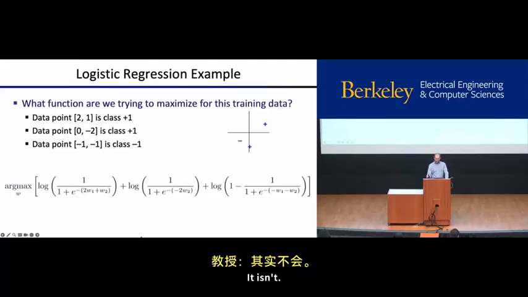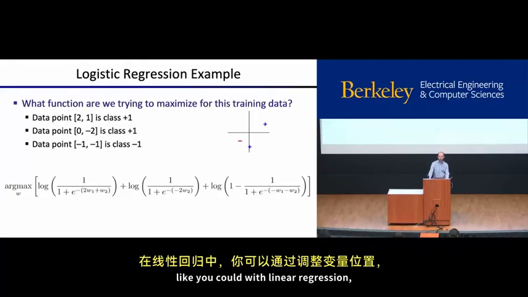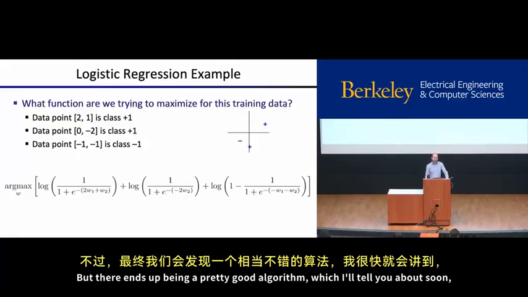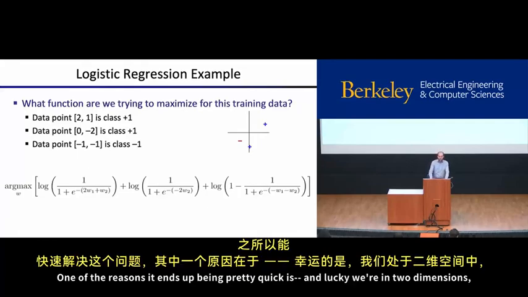It isn't solvable in closed form, but it ends up being okay. You can't solve it, I don't think, analytically like you could with linear regression, where you just move things around and the answer pops out. But there ends up being a pretty good algorithm, which I'll tell you about soon, which makes it pretty quick to solve this.